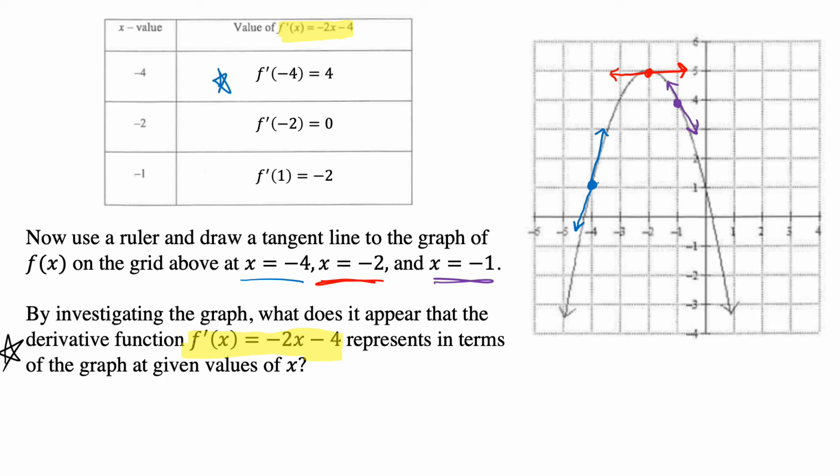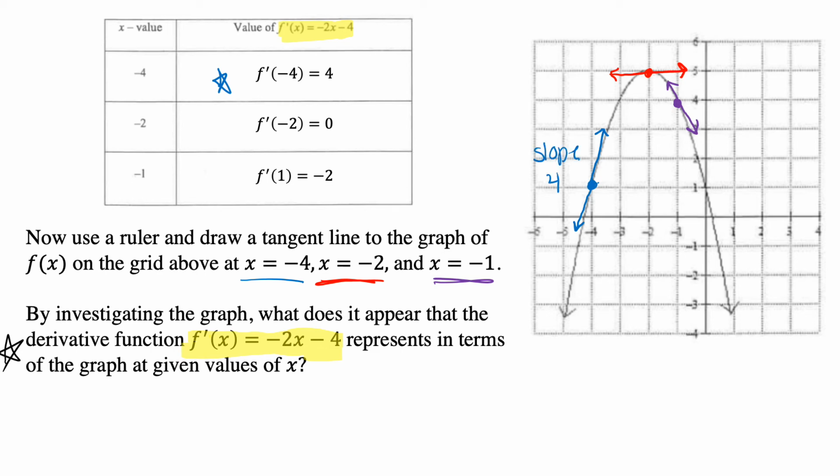So let's start by looking at f prime of negative 4, and what we got out was a positive 4. Looking at the tangent line that we graphed, we noticed that that tangent line has a slope of positive 4, right? It's a positive slope, pretty steep. We could count our slope if we wanted. Looking at x equals negative 2, that's right, slope.